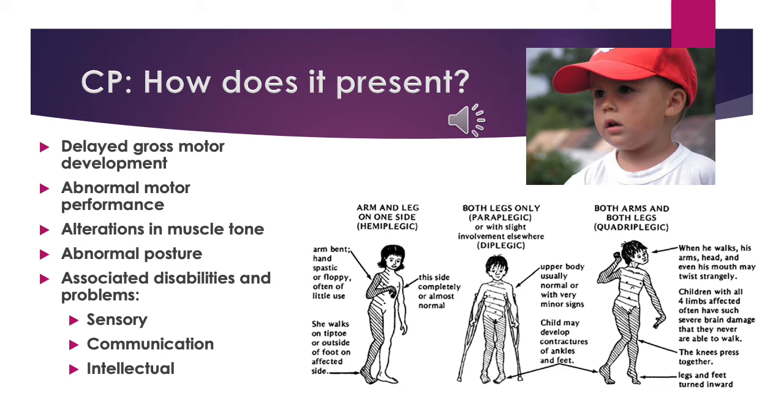Okay, so how does cerebral palsy present? Like I mentioned before, and I really can't stress this enough, cerebral palsy can present differently in almost every child. But some of the common clinical manifestations include delayed gross motor development and abnormal motor performance. So you guys learned about developmental milestones in previous lectures and probably with Molly. What's important with these children is to remember that this is commonly how they're going to be diagnosed, because these children are not meeting these developmental milestones. So we can see alterations in muscle tone, abnormal posture, and disabilities that can include sensory, communication, and intellectual problems.